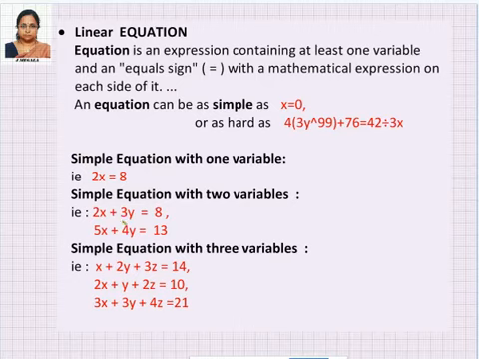When the two variables are there, then we need two equations, two different equations. Let me tell that in the next slide. Now here we just have two different equations. You can solve for x and y.